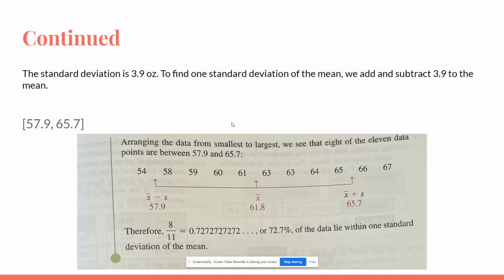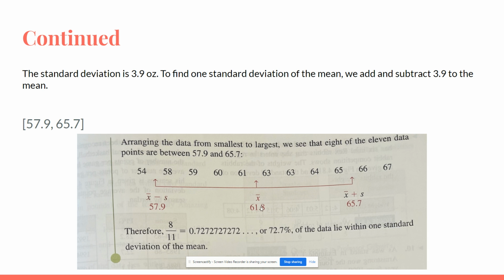Okay, so if we want a percent, we are going to take our 3.9 ounces and find all of the rabbits that are within 3.9 ounces from the average. Okay, so here's the average. All right, we could subtract 3.9, that gets us to 57.9, or we could add 3.9, that gets us to 65.7. So all of these rabbits in here are within one standard deviation of the mean because the standard deviation was that 3.9.